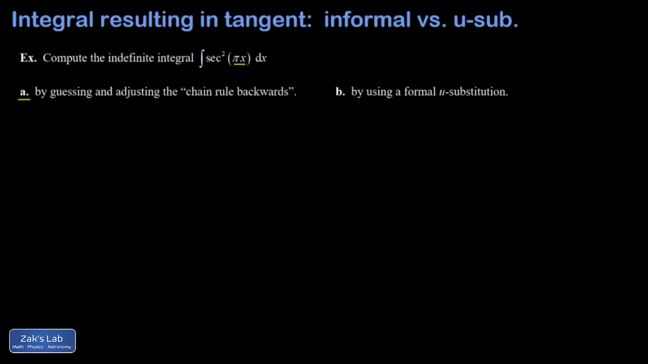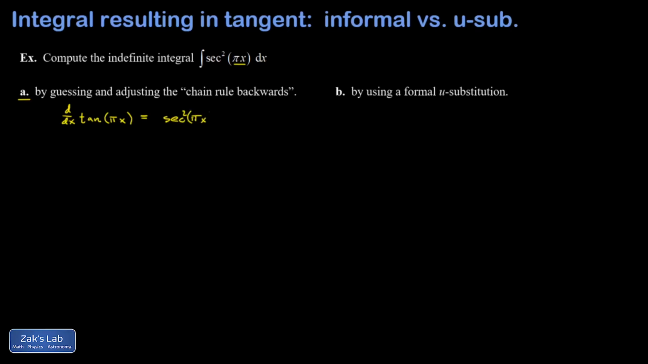And so I'm going to guess that maybe the thing I differentiate to get that integrand is tangent pi x. Then I check my guess by looking at what happens if I actually differentiate this thing. And in practice, this part would be done sort of mentally as I'm guessing and adjusting. And I get the derivative of tangent pi x with respect to pi x, and that's secant squared pi x.